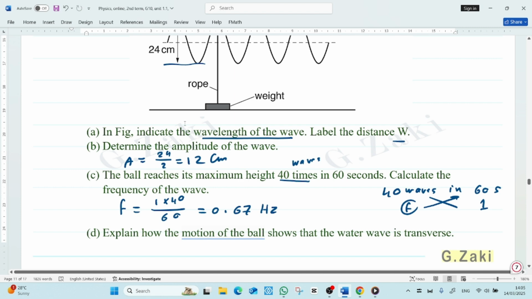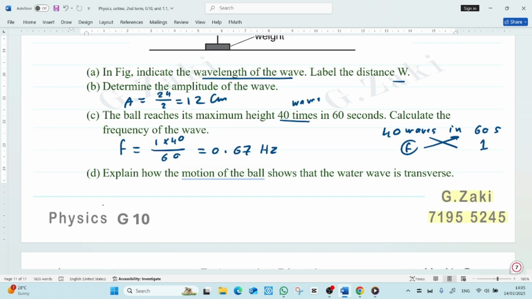Explain how the motion of the ball shows the water wave is transverse. Because the direction of travel is perpendicular to the direction of vibration. Now we can write here: because direction of travel is perpendicular to direction of vibration.